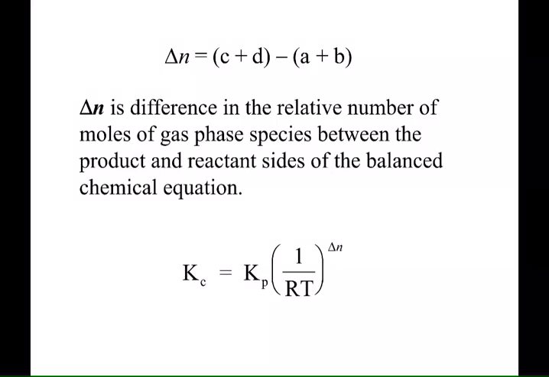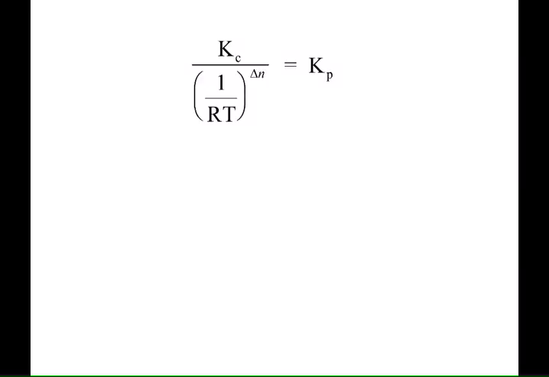Okay, so your equilibrium constant in terms of molarity is equal to your equilibrium constant in terms of partial pressures times 1 over RT raised to the delta N. I have a few more things coming up, but this is a link between the two.